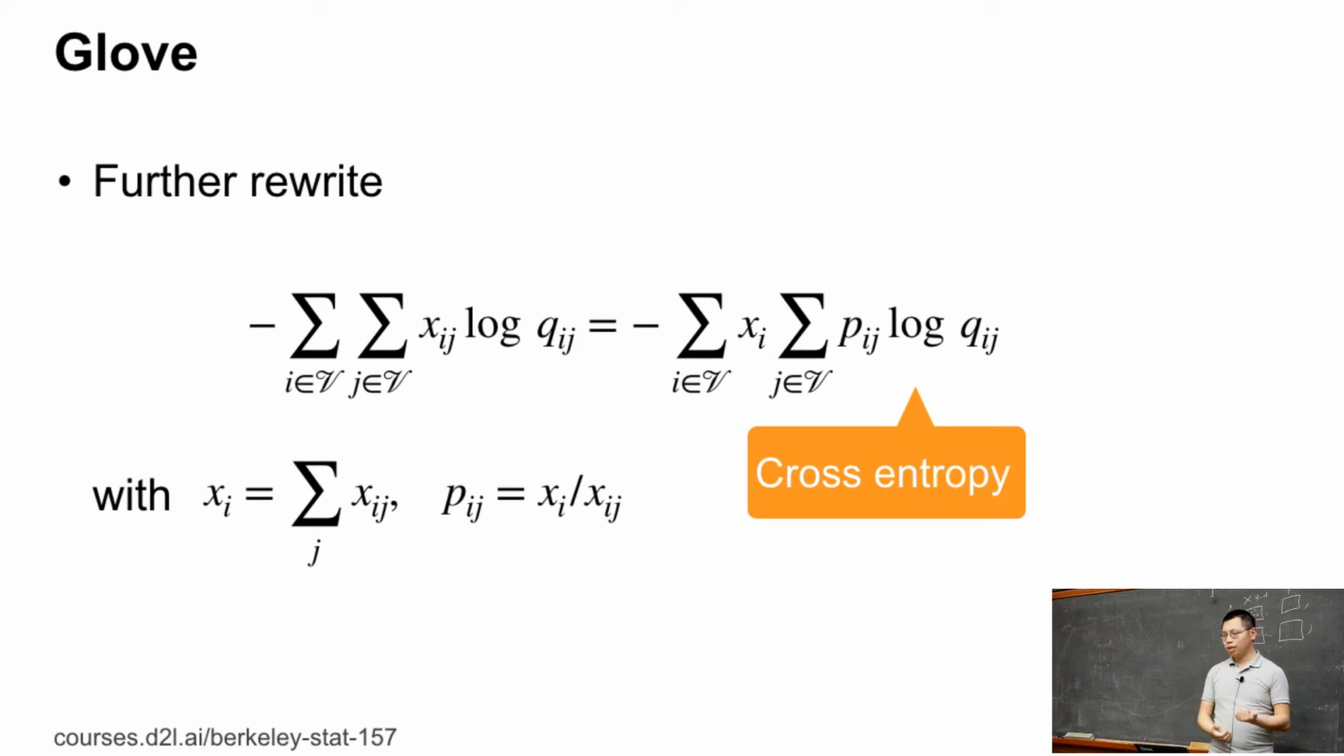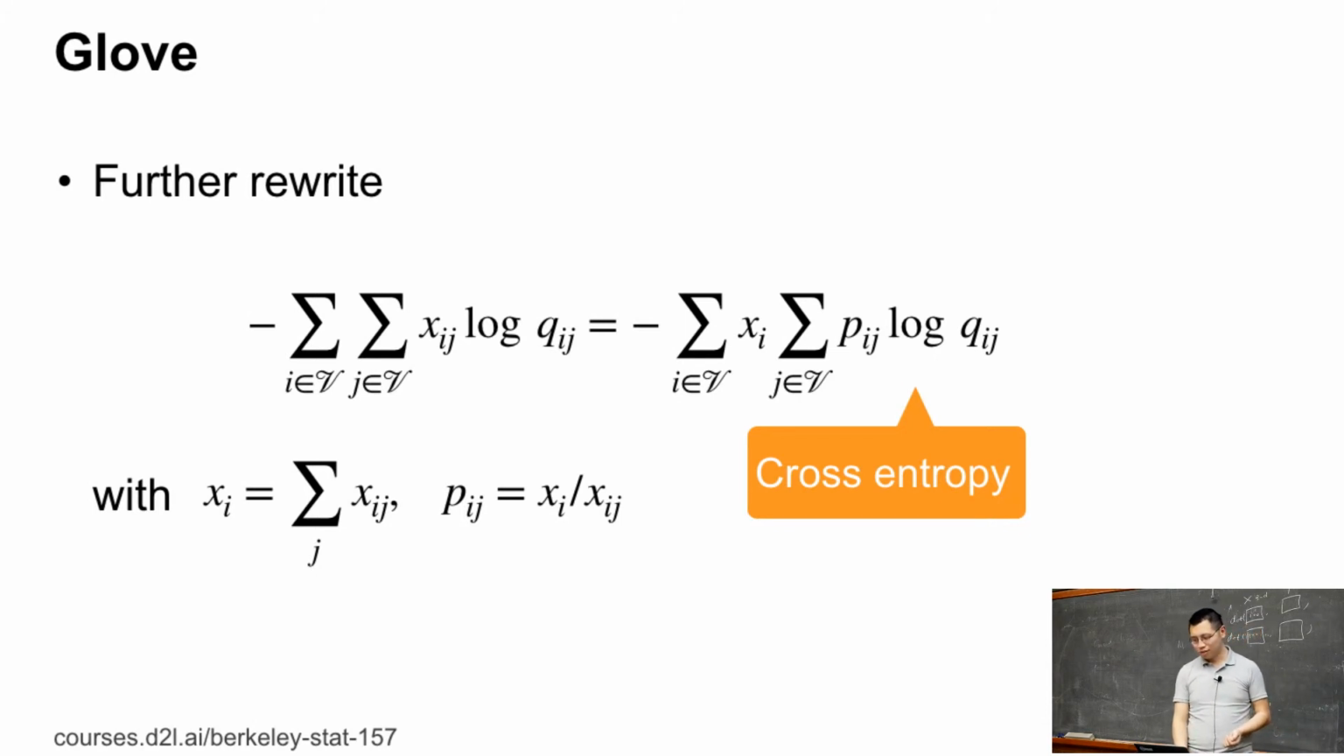Both p_ij and q_ij are probabilities, conditional probabilities for i as the center word. So the second term is a cross entropy, which we saw before, measuring the difference between two probabilities. So we rewrite the word2vec function this way, and then we can change it.